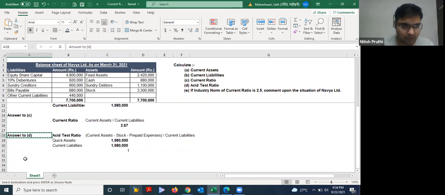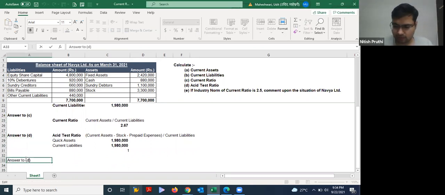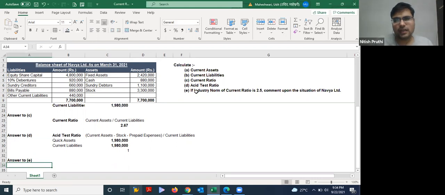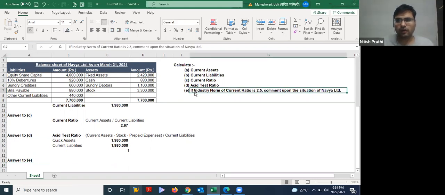Now coming on to the last part of this question, that is, if the industry norm of current ratio is 2.5, coming upon the situation of Navya Limited. Now let's analyze what this question says. It gives us an industry norm, that in the industry in which the company is operating, so let's say it is operating in the telecom industry or a hardware industry, the current ratio in that particular industry is 2.5. That means that its current assets are 2.5 times of its current liability.